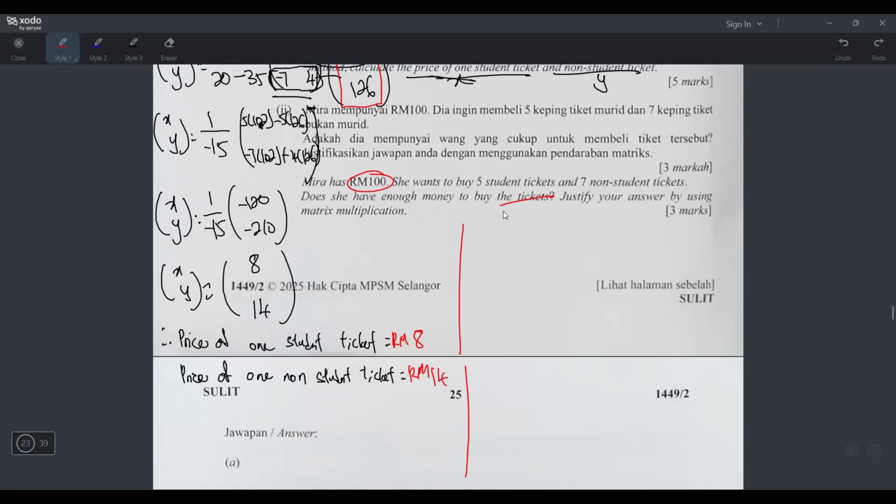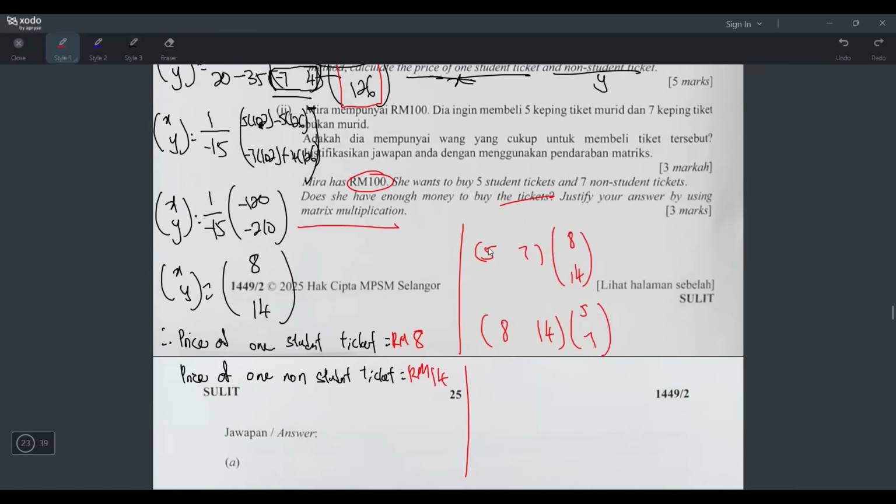Okay, so I already told you, right? Just take the 5, 7 times the 8 and 14. Just multiply. But they say by using matrix multiplication, so we have to write it in matrix form. So we take 5, 7, which we write in a row like that, and then times 8, 14 like this. Or you can also write like this: 8, 14 times 5, 7.